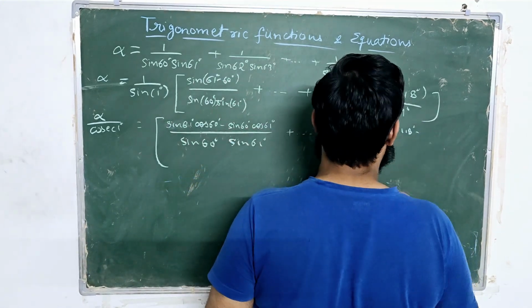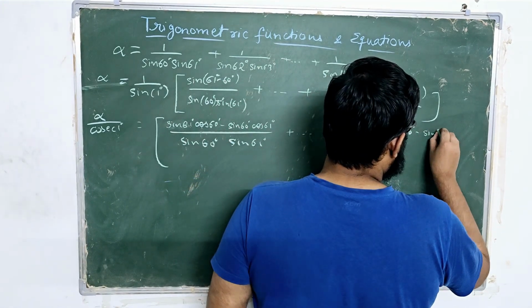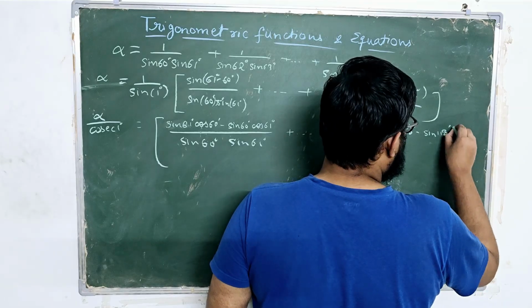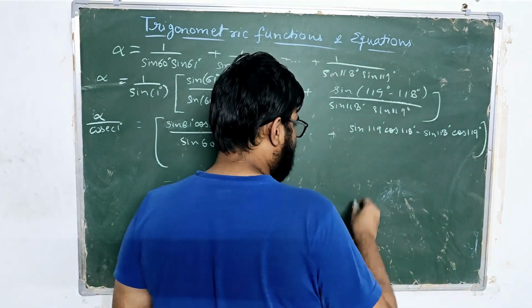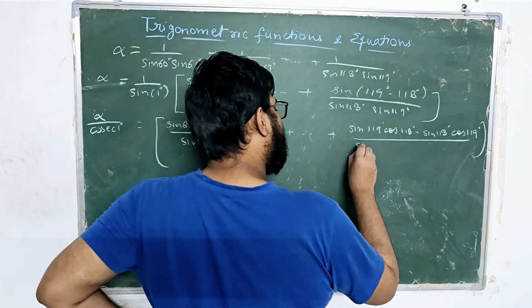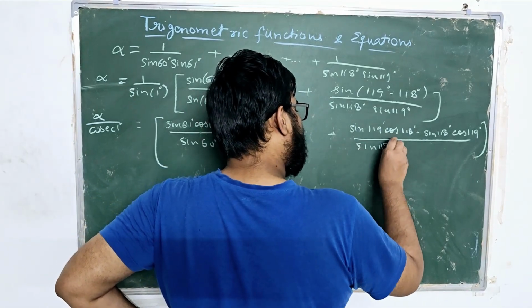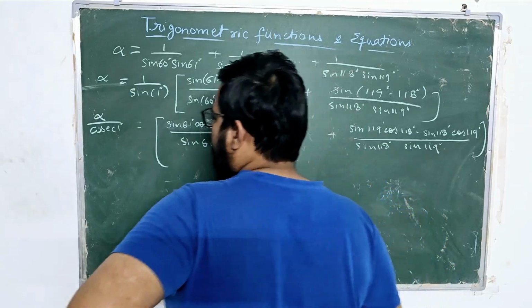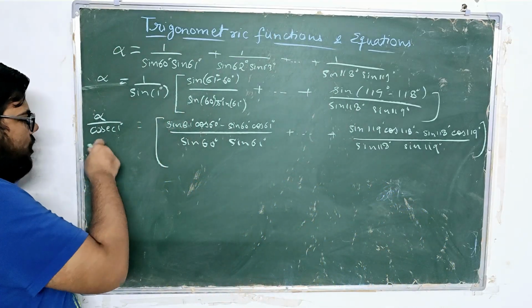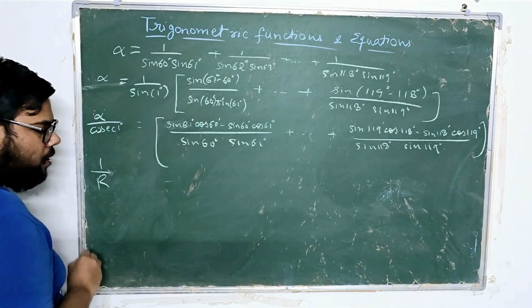And so on, till sine of 119 degree minus 118 degree, that is sine of 118 degree into cos of 119 degree, divided by sine of 118 degree sine of 119 degree. Correct? Okay. So this is 1 upon the required quantity.